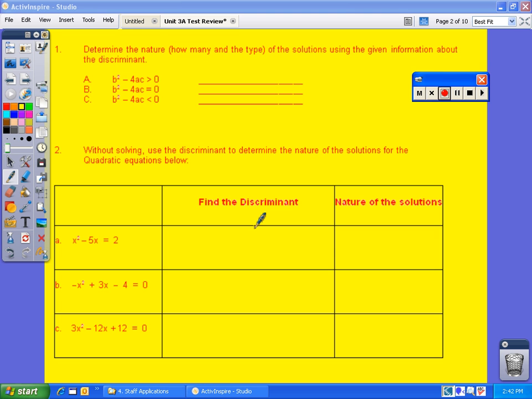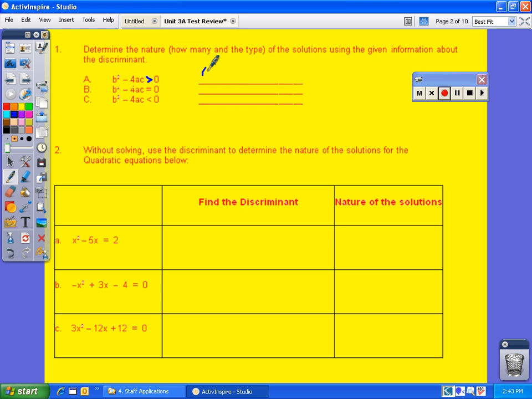Our first question says determine the nature and how many and the type of the solutions given the information about the discriminant. Remember, your discriminant is b squared minus 4ac, so it's this part. What you will be doing for the discriminant is just replacing your b value in for b, your a value in for a, and then your c value in for c. If your value comes out to be positive, that's what greater than 0 means.